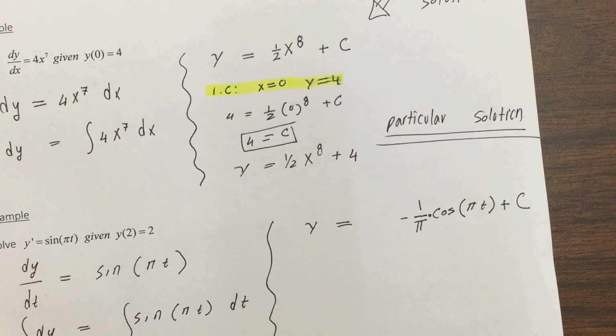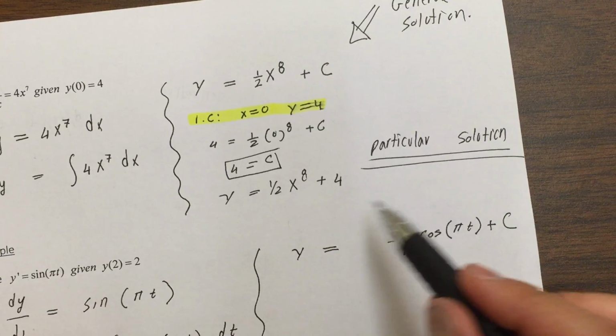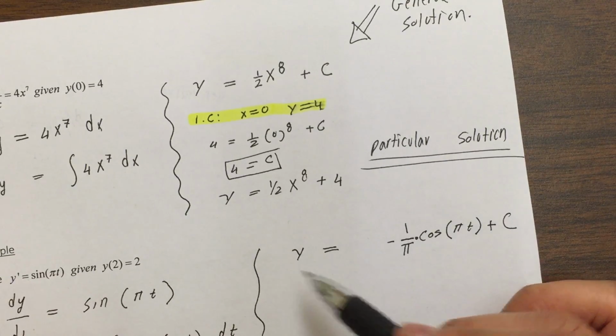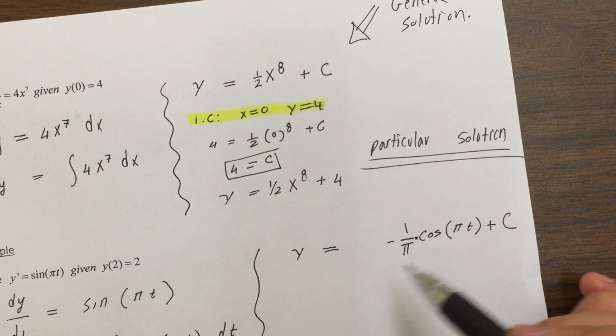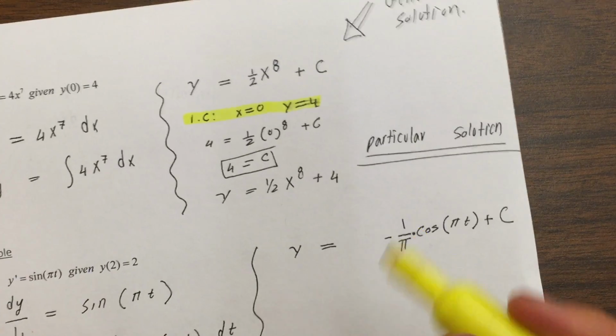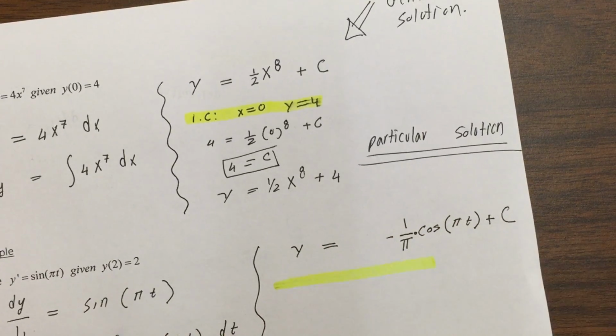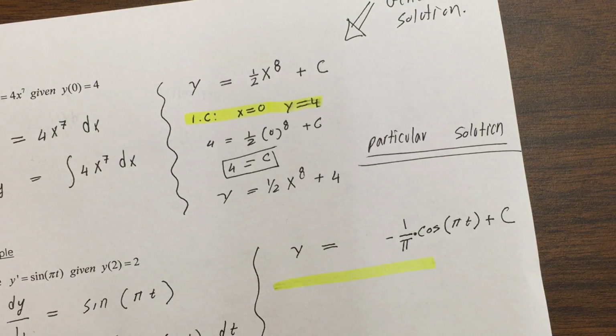Add in a plus c. So this is called the general solution. Before c is filled in, it's called the general solution. So now we will use our initial condition to find the particular solution.